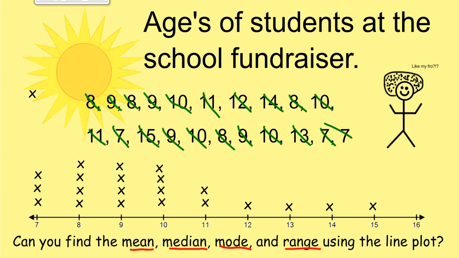The mode should also be pretty easy. That's one of the nice things about a line plot. We can very quickly see that the numbers 8, 9, and 10 show up the most frequently or the most often. And the median, another one, this line plot seems to help things out because the median is likely going to fall somewhere right in this area, would be my guess. But that's one of the ways that a line plot can really help us. Let's look at another real-world example.